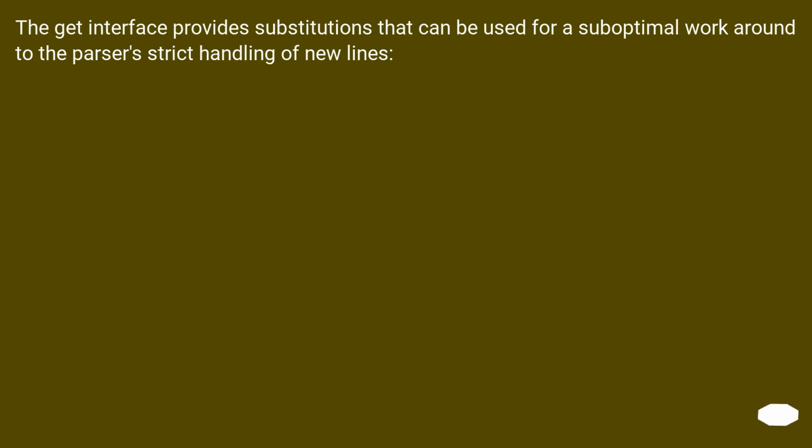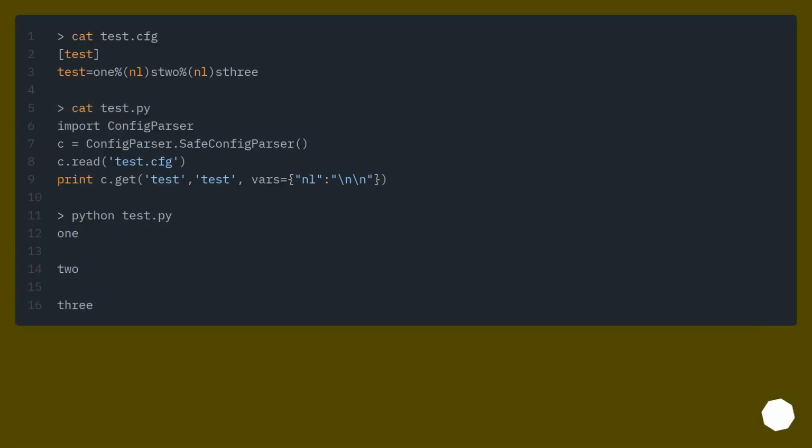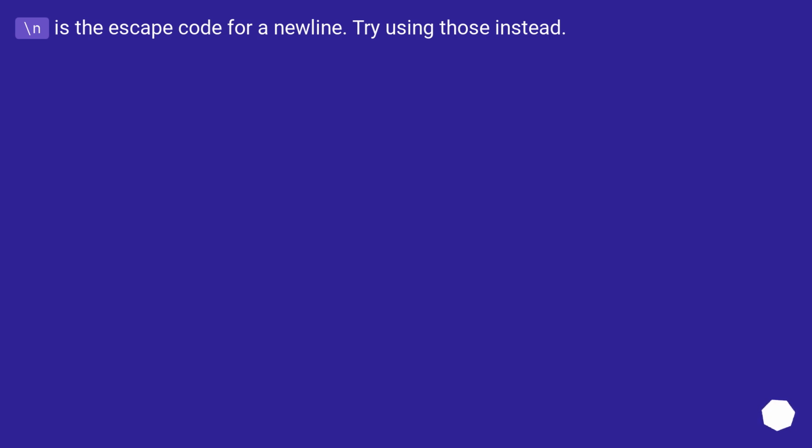The GET interface provides substitutions that can be used for a suboptimal workaround to the parser's strict handling of newlines. \n is the escape code for a new line. Try using those instead.